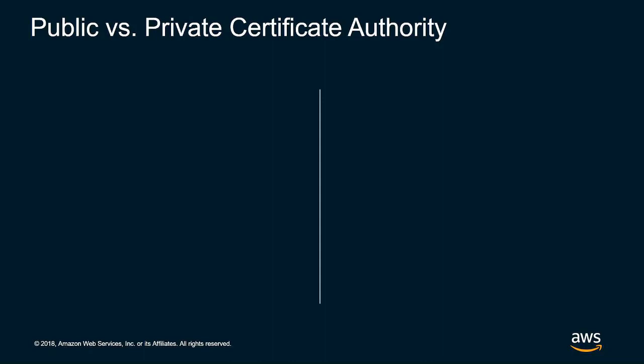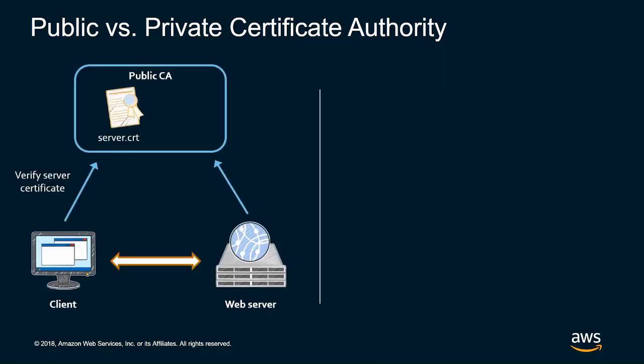So I want to talk about the difference between public and private certificate authorities. Certificate authorities are essentially just the infrastructure and processes used to issue certificates. When you open a browser and access a public-facing web page or application secured with a public certificate today, the web server presents a certificate to your browser that identifies the site.